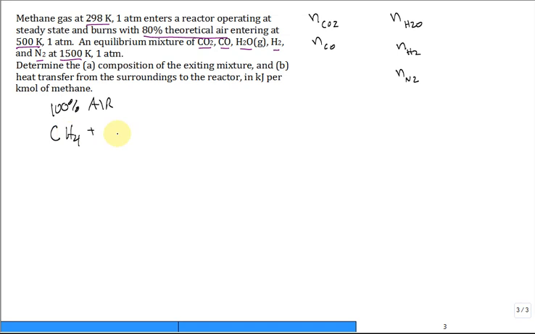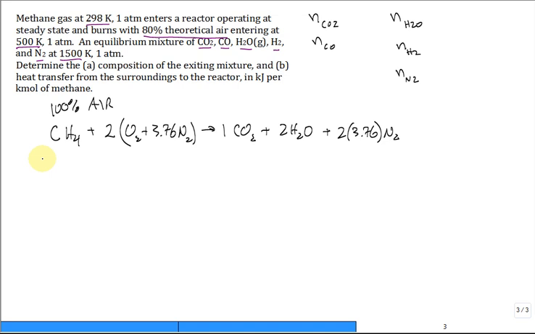CH4 plus O2 plus 3.76 N2 goes to CO2 with the 1 to balance the carbon, 2 H2Os to balance the hydrogens. Come back and put a 2 there to balance the oxygen, and we'll come out with 2 times 3.76 N2. Leave that one alone.